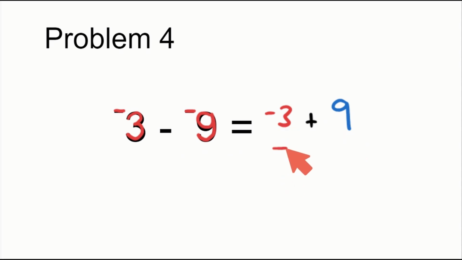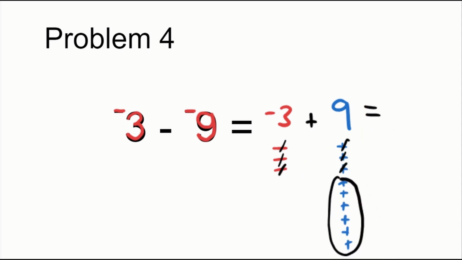Negative 3 is like having 3 red tiles. Plus 9 is like having 9 blue tiles. And since these are opposite colors, they're going to cancel out. So each of these pluses will cancel out with a minus. And we see that our final answer is going to be 6.